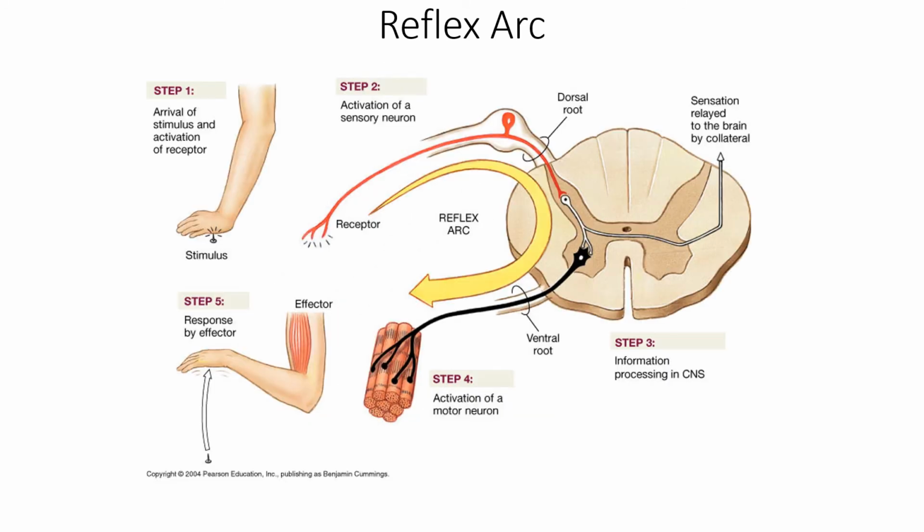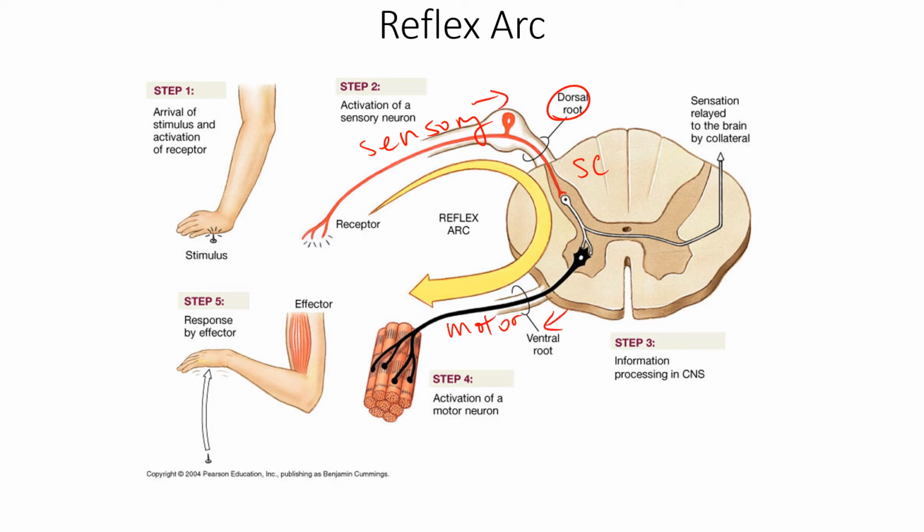Reflex arcs always travel in one direction, and that is from the stimulus through a sensory nerve in the dorsal root into the spinal cord and then back out a ventral root. Now, you can see in this picture, we're coming with sensory information into the dorsal root. We travel into the spinal cord, and then we come back out this ventral root, which is motor information.